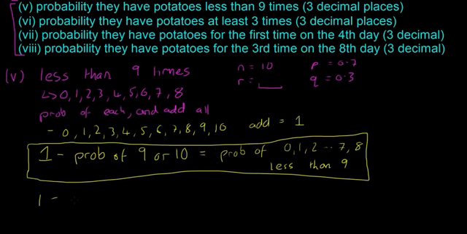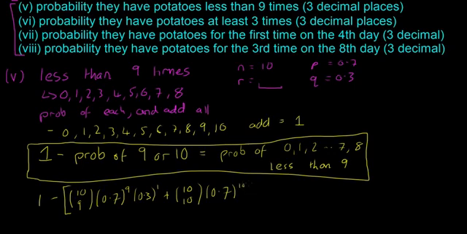Okay, so I'll write it all out on one line. So the probability of 10 choose 9, 0.7 to the power of 9 times 0.3 to the power of 1. I'm just going to put this in a square bracket, plus 10 choose 10, 0.7 to the power of 10 times 0.3 to the power of 0. So this is 1 minus, this is the probability of them having potatoes 9 times. So n is equal to 10, r is equal to 9. p is 0.7 to the power of 9, and q is 0.3 to the power of 1. And this is the probability of them having potatoes 10 times.